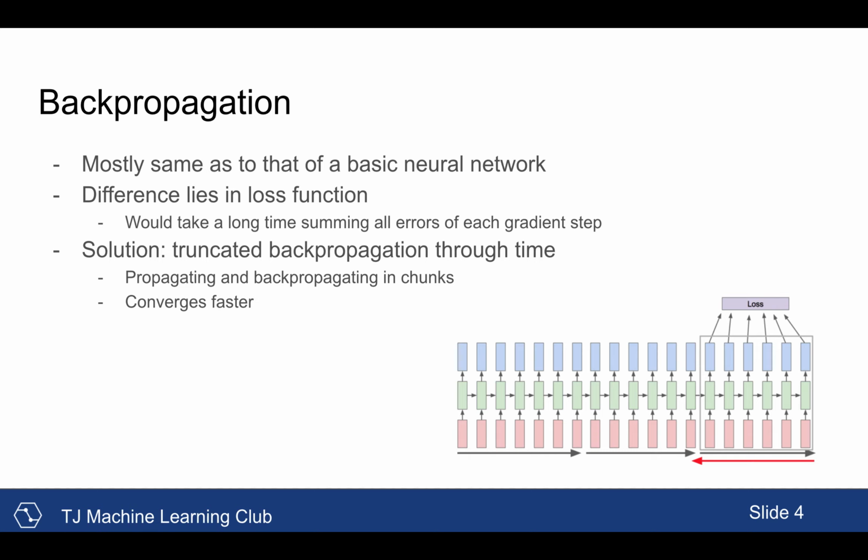truncated backpropagation through time. So instead of propagating and then backpropagating on the entire network, we can do so in chunks. Looking at this chunk, after calculating the loss of the chunk of the network that we're working with, we update the weights accordingly. Through this method, the model converges much faster.